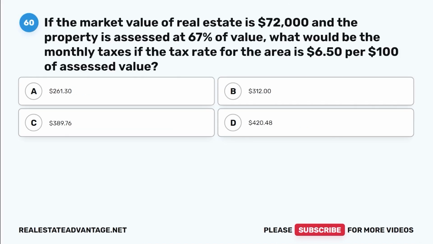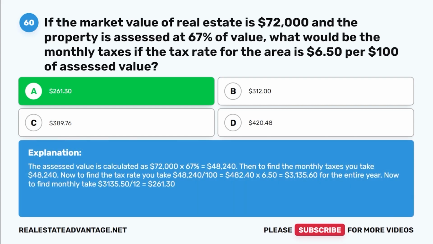Question 60. If the market value of real estate is $72,000 and the property is assessed at 67% of value, what would be the monthly taxes if the tax rate for the area is 6.50 per 100 of assessed value? A. $261.30. B. $312. C. $389.76. D. $420.48. The correct answer is A.